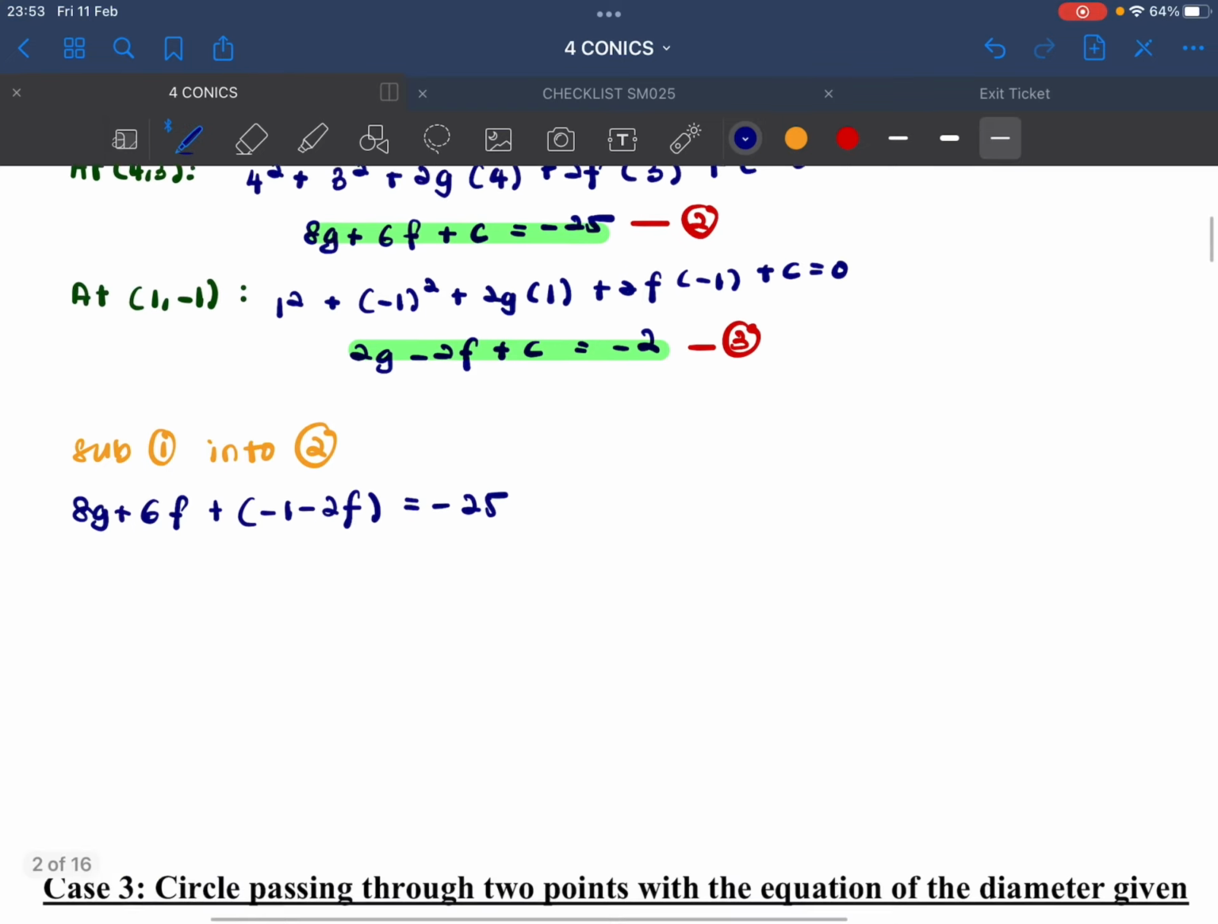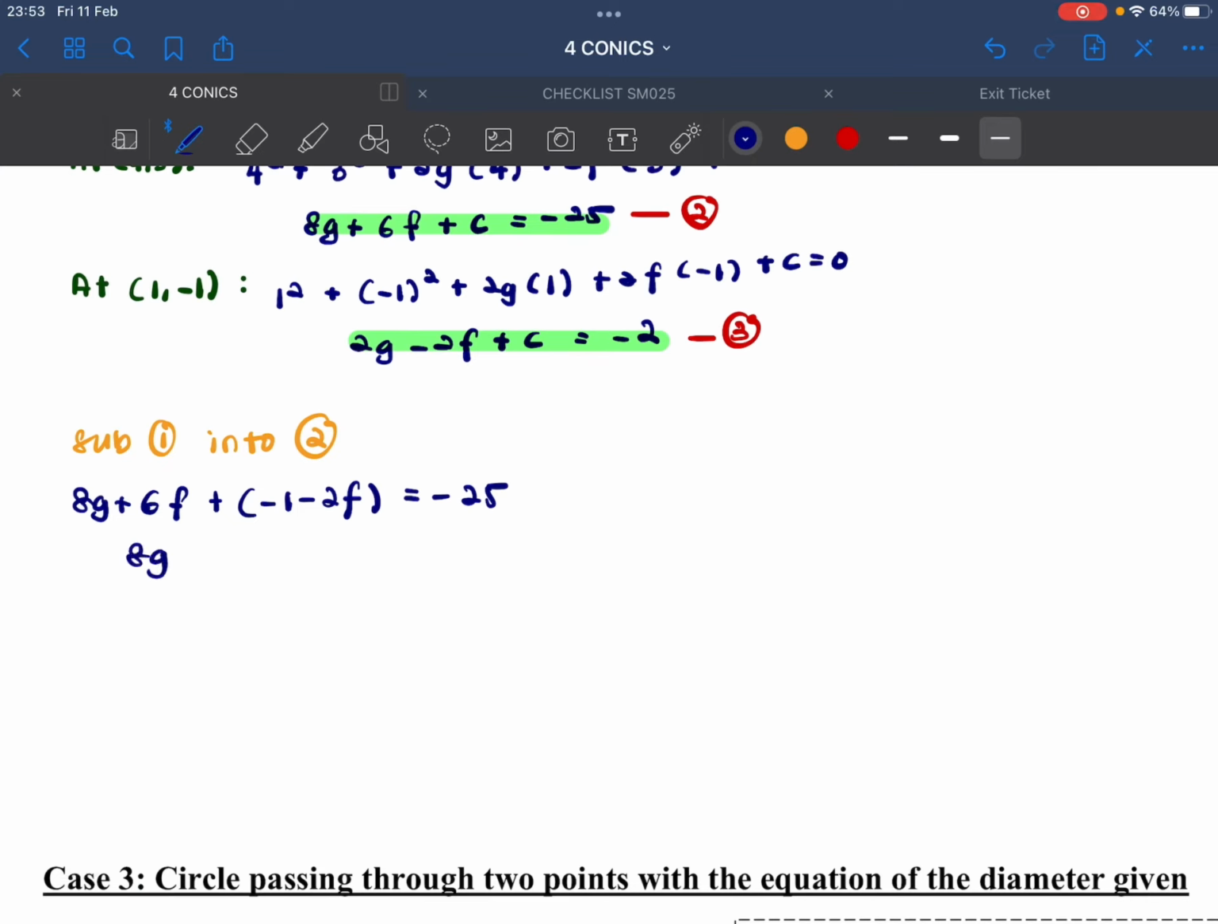Simplify that: 8g, 6f minus 2f gives plus 4f, and then negative 25 plus 1 gives negative 24. So 8g plus 4f equals negative 24. That's going to be our fourth equation. Let's write that down, fourth equation. It is better if you can simplify this part here, so let's simplify that.